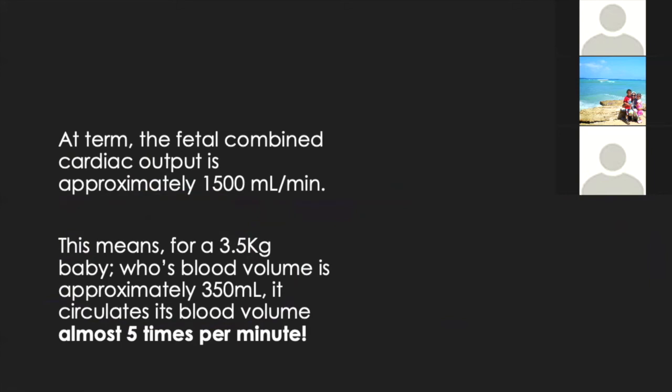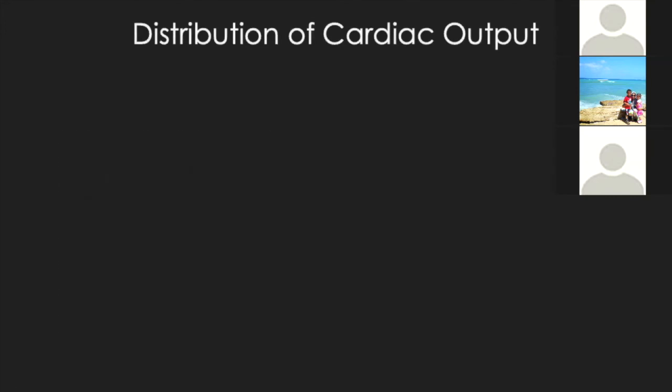Baby's blood volume is about 350 milliliters in total. So the baby actually circulates its blood volume 5 times per minute. That's a crazy high cardiac output, okay? And when we describe baby's cardiac output, we don't talk about just the stroke volume or the cardiac output of one side. We talk about the combined cardiac output. Remember, there are 2 parallel circuits. They work almost in parallel. They're almost not related. Yes, you can switch blood from one to the other, but they're almost unrelated. So we always talk about the combined cardiac output, okay?